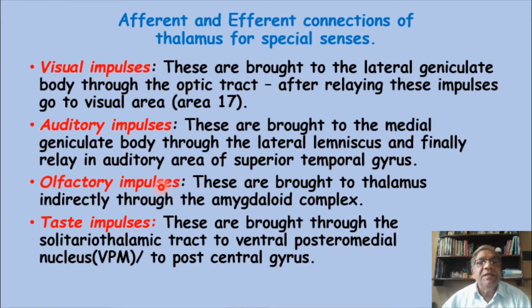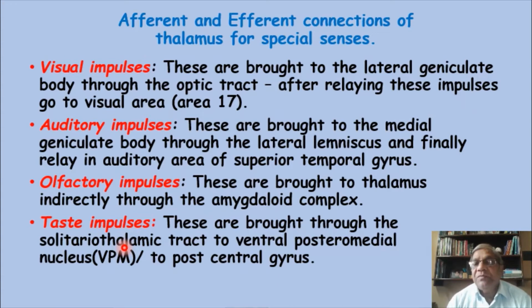Then olfactory impulses, this is the only sense which is not directly relaying into the thalamus. Otherwise, all the sensory impulses relay in the thalamus. This is brought to the thalamus not directly but indirectly through the amygdaloid complex. Let us come to the fourth sense, that is the taste impulses, the sensation of taste, which comes from the tongue and palate. And these are brought through the solitary tract.